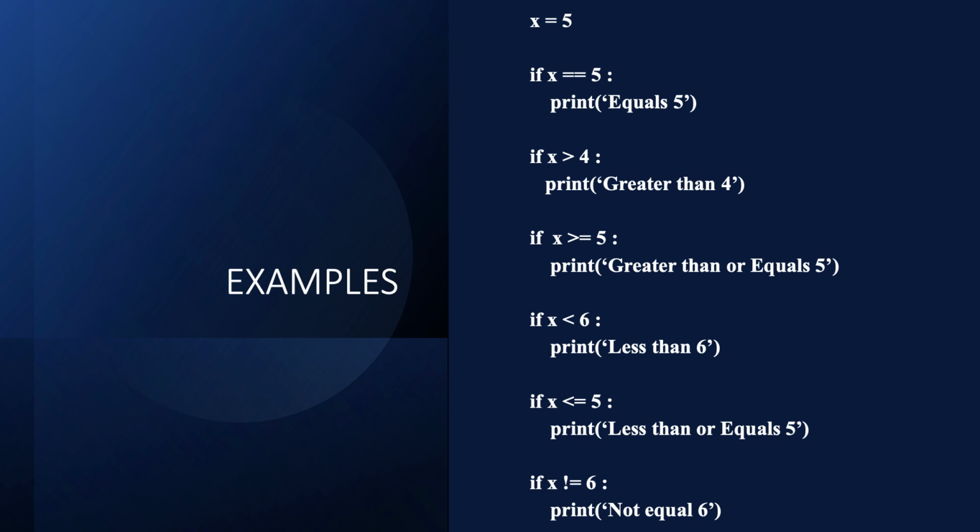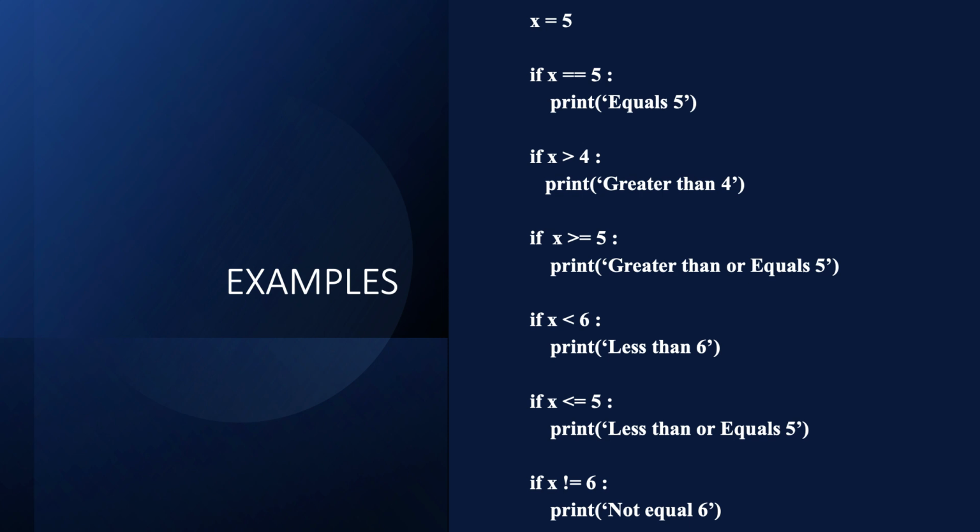Alright, on this slide we have a series of Python code snippets that demonstrates the use of conditional statements. We begin with a variable x set to 5, and our first condition checks if x is equal to 5. Now since x is 5, this condition is true, and so we execute the indented code and print the string equals 5. Next, we evaluate whether x is greater than 4.